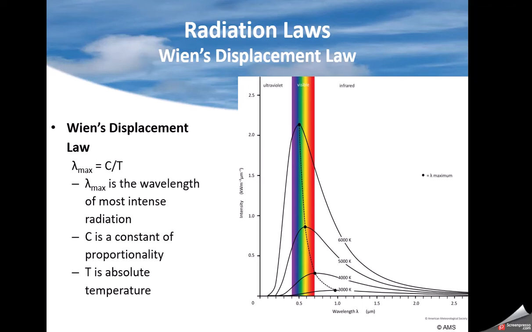Wien's law is just that the wavelength of the most intense radiation is inversely proportional to the absolute temperature. So the higher the temperature, the shorter the wavelength. That means if you have the sun's temperature, which is way hotter than the Earth, the wavelengths are going to be very short. If you have the Earth's temperature, the wavelengths are going to be longer.